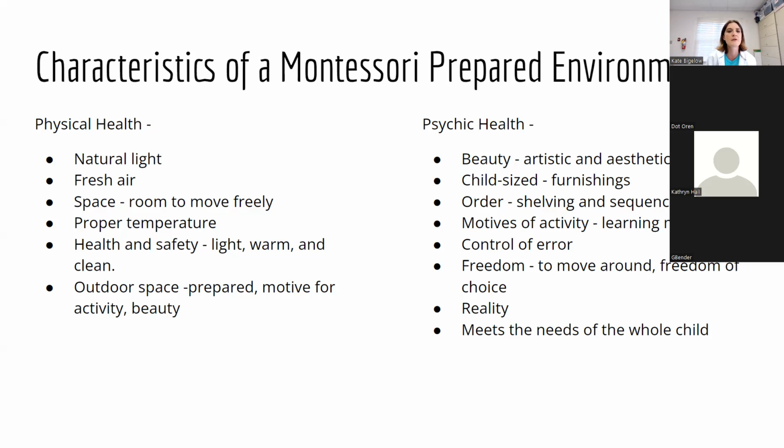Children in a Montessori prepared environment need space. They need room to move around freely. That can include indoor space and outdoor space. In a Montessori prepared environment, the children will fluctuate from an indoor space to an outdoor space at will, and the children can work in both of those areas equally. It's important to keep in mind that in a prepared environment, we need to maintain a proper temperature for health and safety, and for encouraging children to be focused and concentrated on their materials.